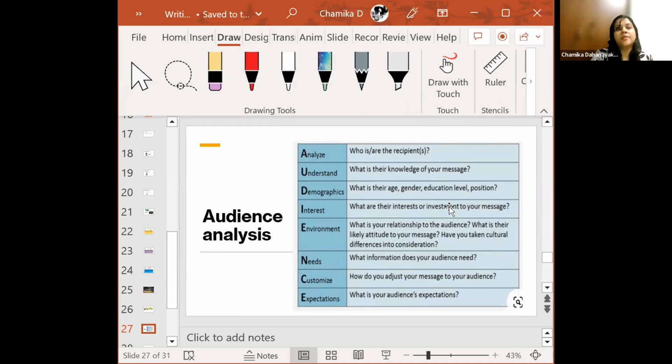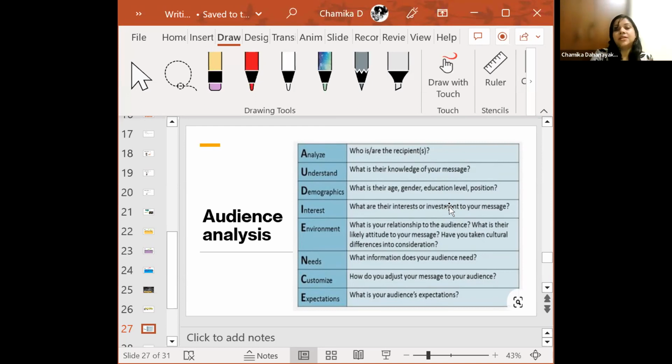So every time you write an important document, use the audience analysis checklist. Analyze who the recipients are. So if you are writing a report, the recipients could be your managers or board of directors, or it could be shareholders of your company, or it can be simply your department head.